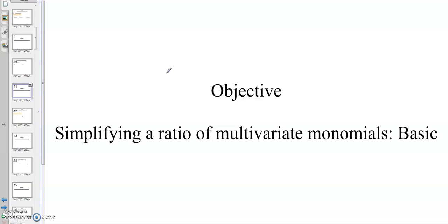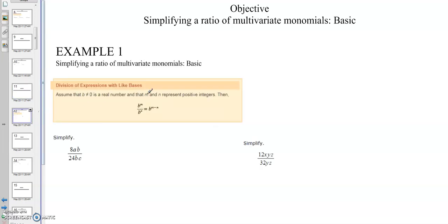The objective of this video is to simplify a ratio of multivariate monomials. So taking a look at just the examples here, these are ratios because they're fractions. So we have numerator and denominator, and so that's what makes it a ratio. And we just want to go through and simplify it.